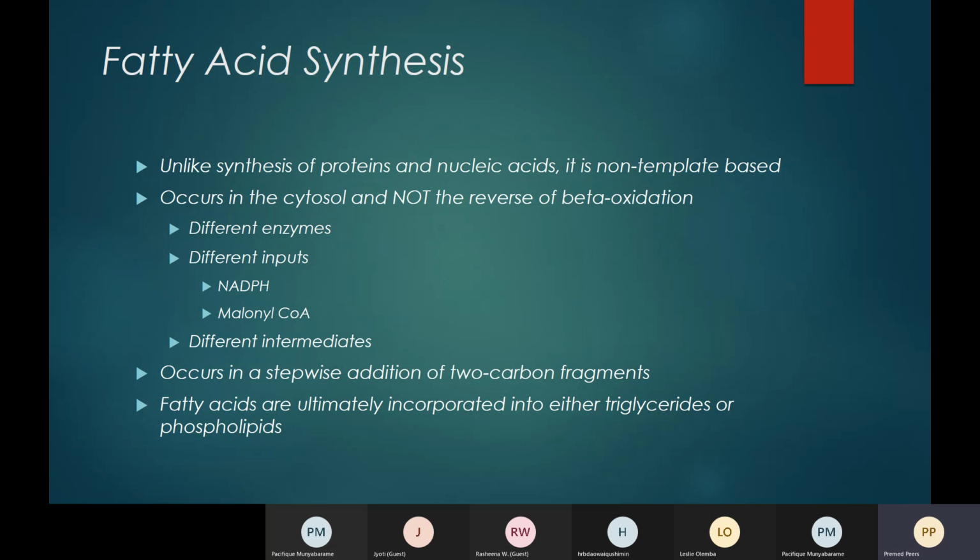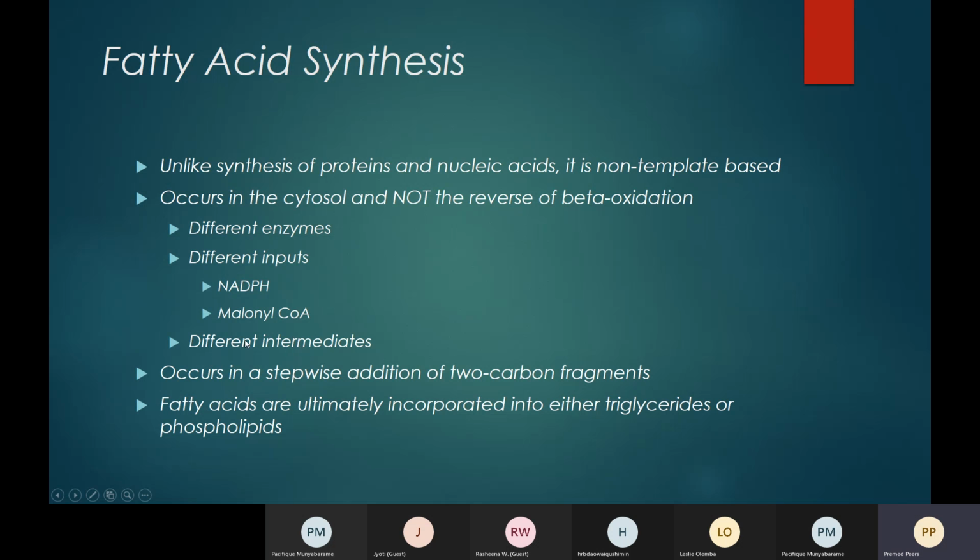This occurs in the cytosol, not the matrix, and it's not like gluconeogenesis. It's not just the reverse of beta oxidation. The enzymes are basically all different. The energy input is different. Remember NADPH from the pentose phosphate pathway? This is when we're using it. And malonyl-CoA is the building block, and the intermediates are different.